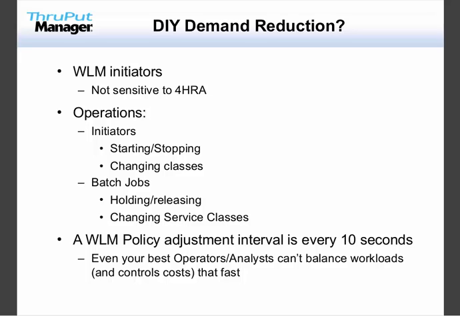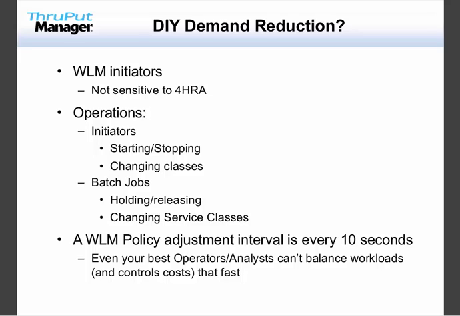Manual operations: you can have operators that start and stop initiators on the fly or change classes. Maybe you manually hold and release certain jobs. We do have some large customers that have tried to do that in the past. It really doesn't work, because the point is not that you're not very capable or that your staff is not very capable. It's that you can't keep up with the machine.